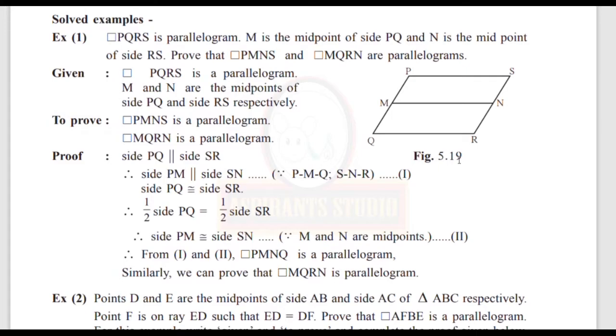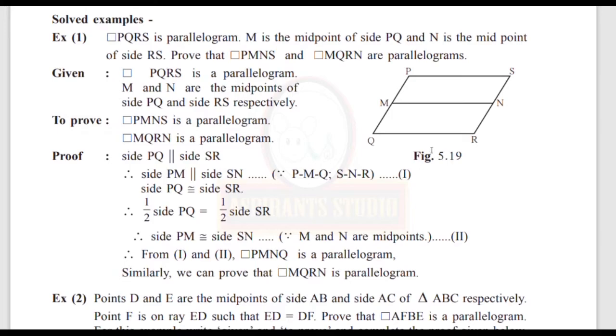Given quadrilateral PQRS is a parallelogram, M and N are the midpoints of side PQ and side RS respectively. To prove quadrilateral PMNS is a parallelogram and quadrilateral MQRN is a parallelogram. Look at figure 5.19.